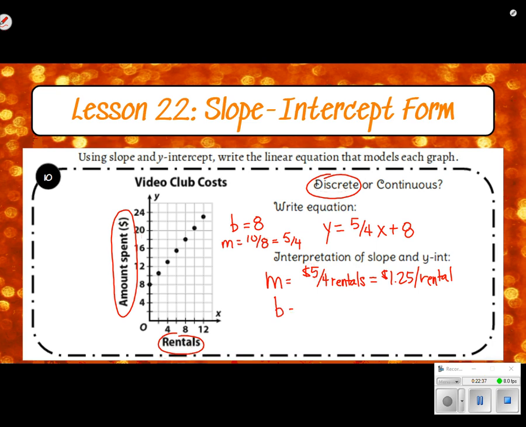The y-intercept is 8. So what does that mean? That means that you've rented 0 movies, and you are having to pay $8. So this is like an $8 fee to be in the club. And you could write a sentence about that, where we're spending $8 to join the club and then $1.25 per rental thereafter.